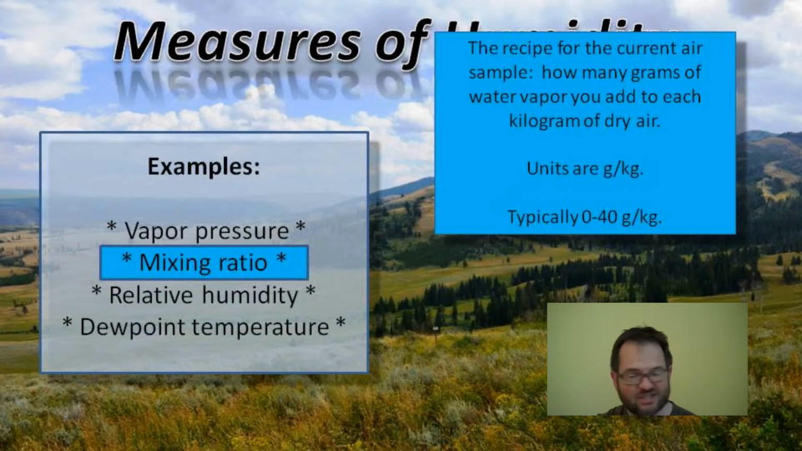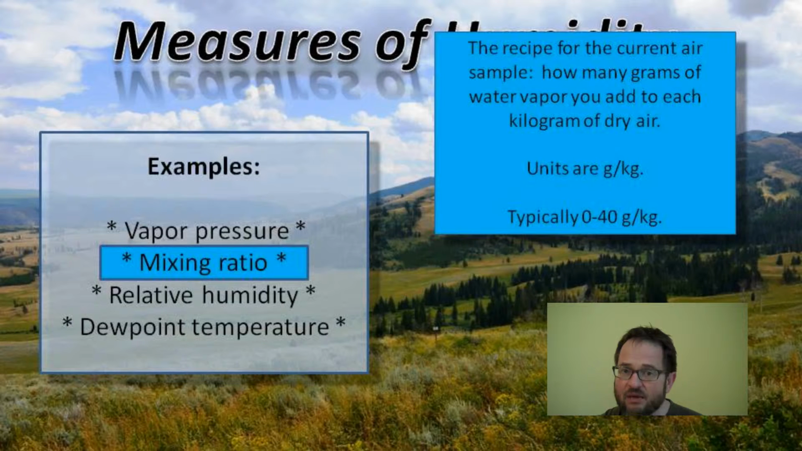Another way to describe this, actually quite related to vapor pressure, is mixing ratio. Mixing ratio is an idea that comes to us from chemistry, actually. You can kind of think of it as a recipe. It's saying, to make the current air that you've got right there in your sample, what did it take? It took this many grams of water vapor added to this many kilograms of dry air. So it has units of grams per kilogram, grams of water vapor per kilogram of dry air. And strangely, it actually has about the same range as vapor pressure does. It ranges from about 0 grams per kilogram for very dry air to up to about 40 grams per kilogram for moist air.